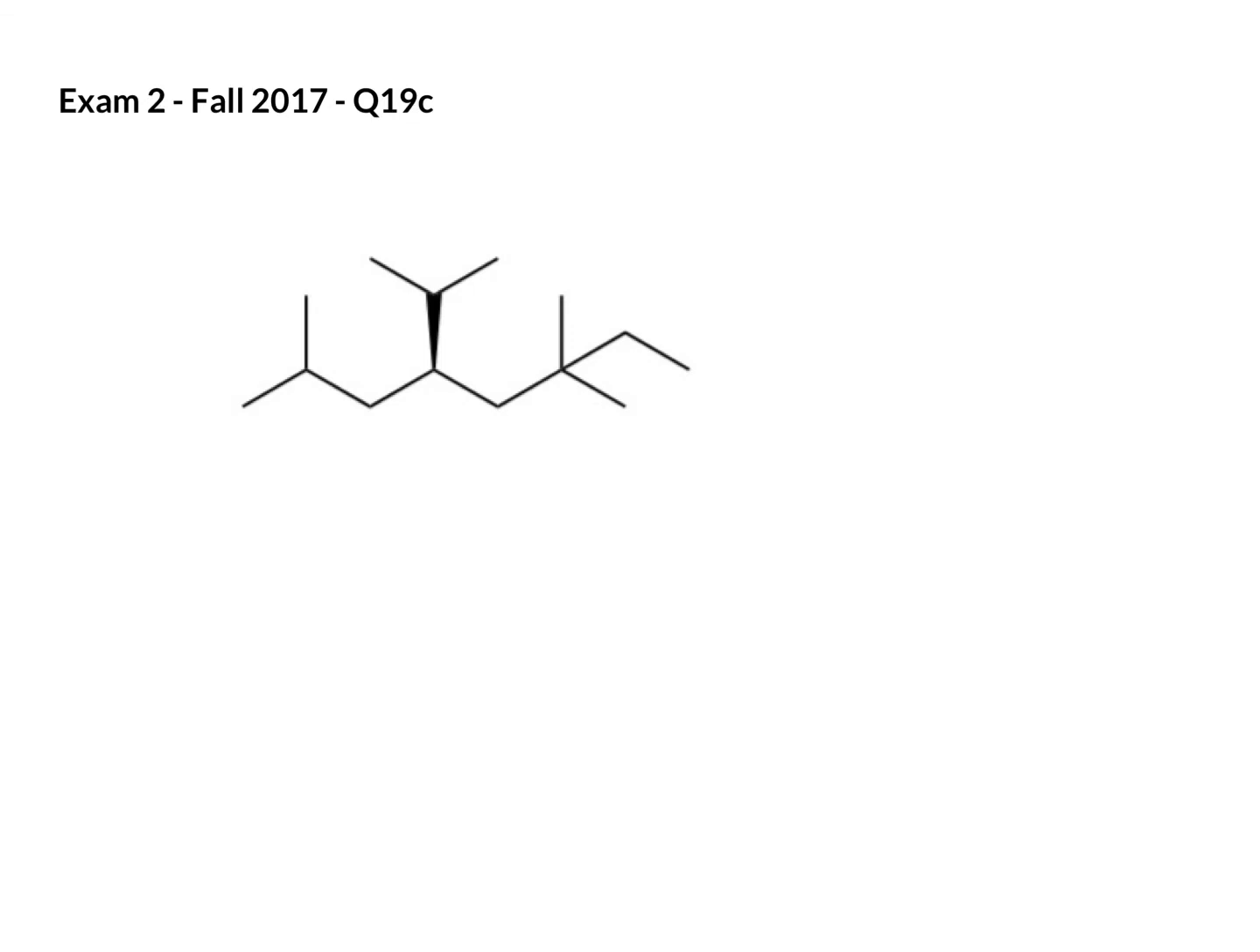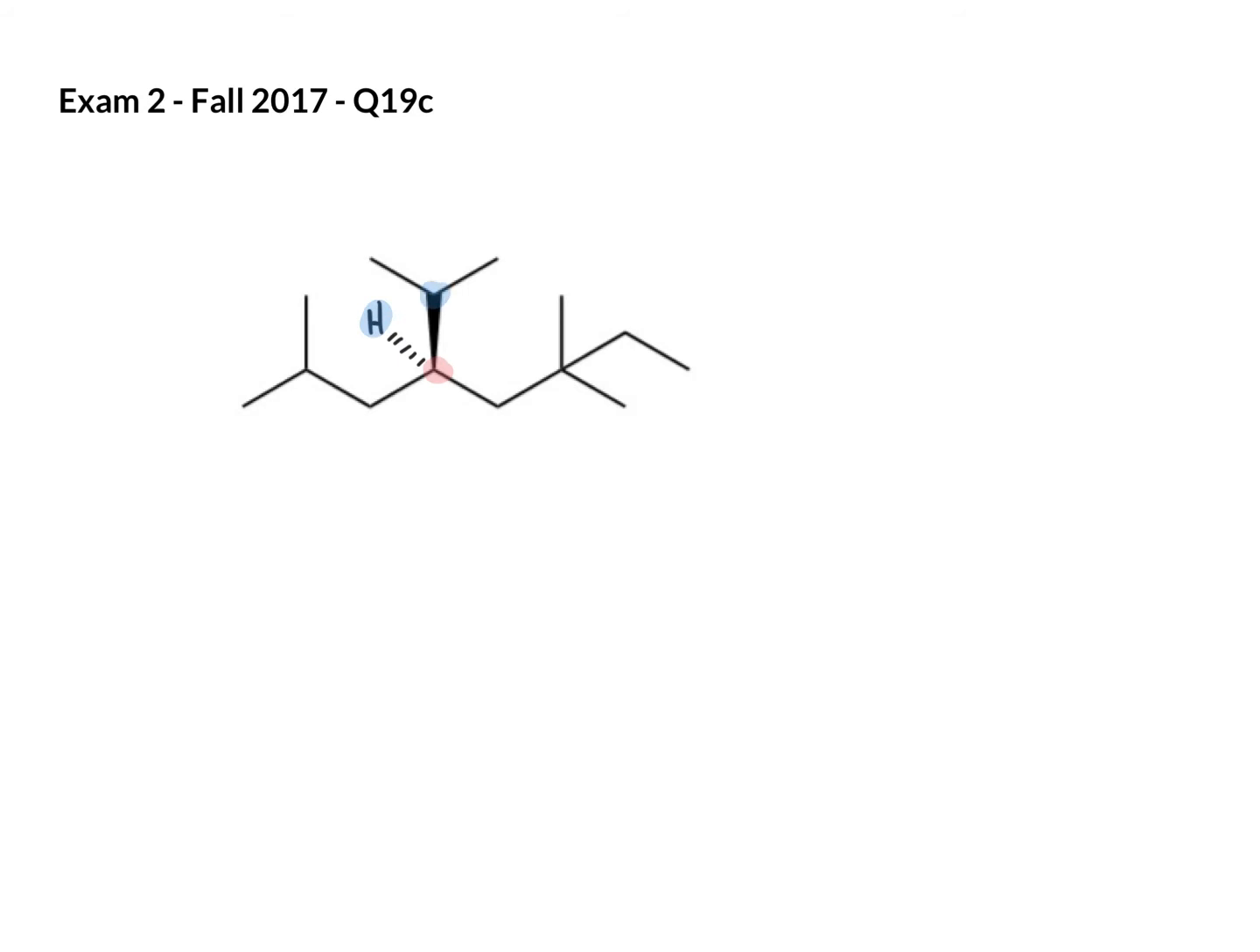Okay, so we want to name this compound, and the first thing that I'm going to start with is the chiral center, which is right here. And let's go ahead and draw in the implied hydrogen so we don't forget about it. And it must be back. So now look at the 4 atoms directly attached to the chiral center.